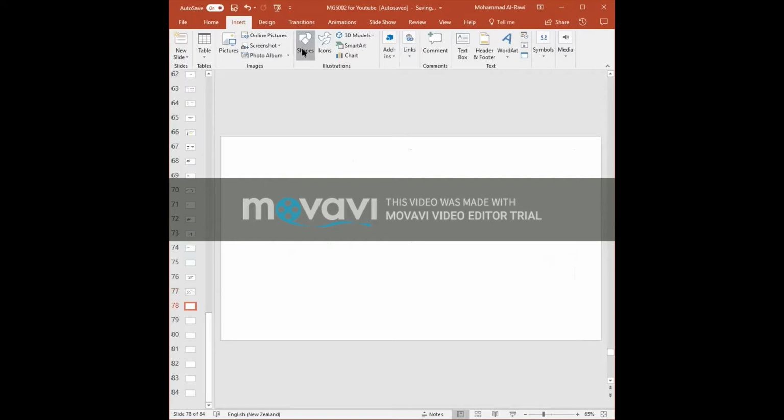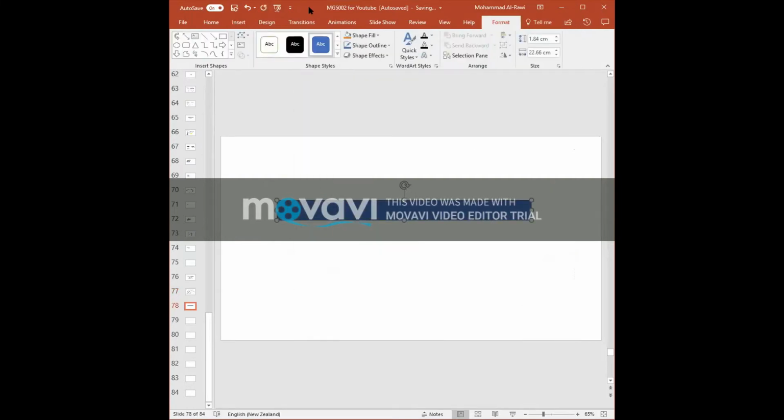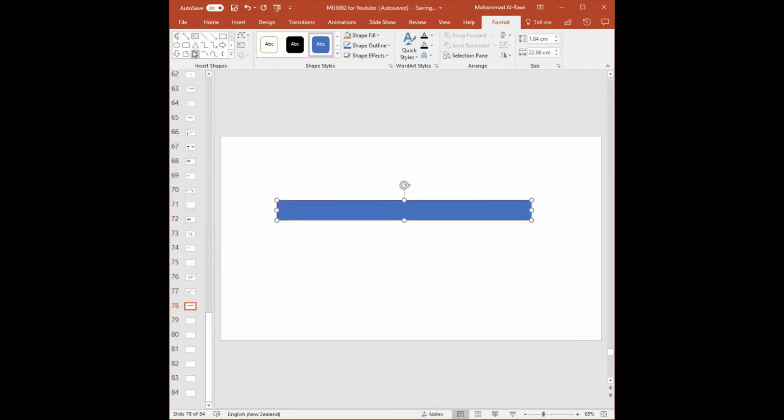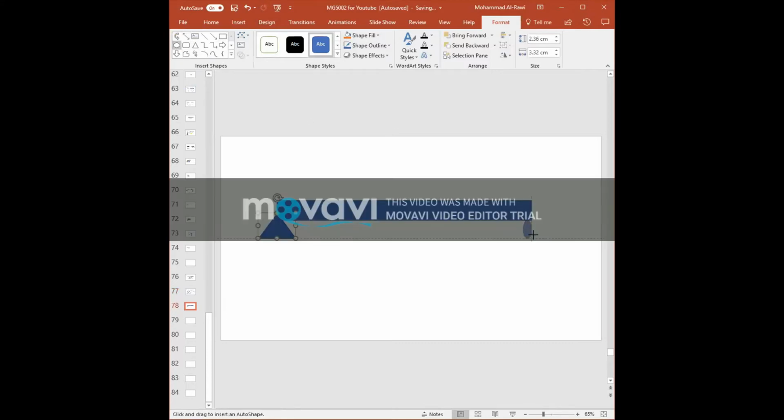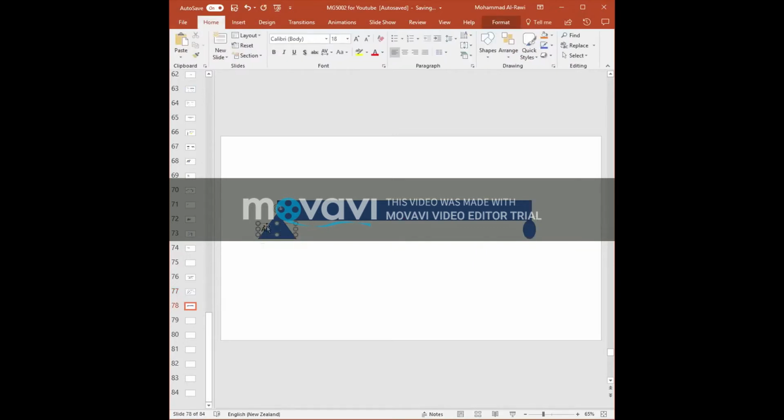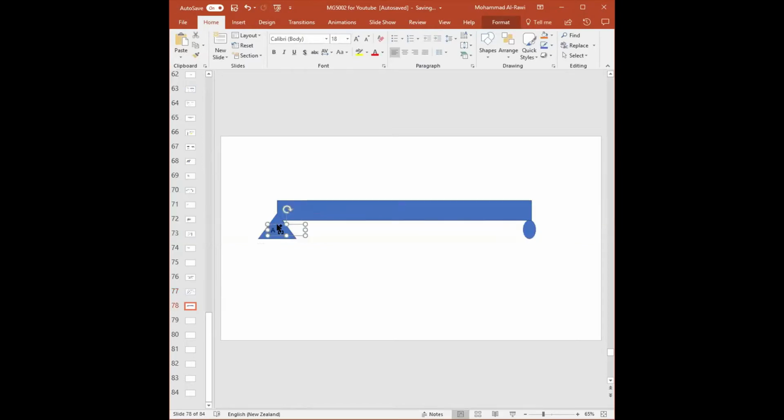So insert, and you will have a beam, and that beam is supported at A with the hinge. So this is the hinge at A, and then supported with the roller at point B. So we call the first one A, and the second one is B.